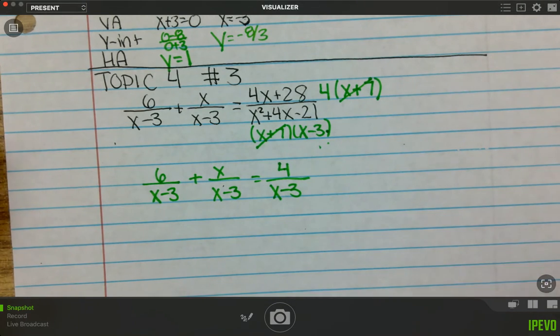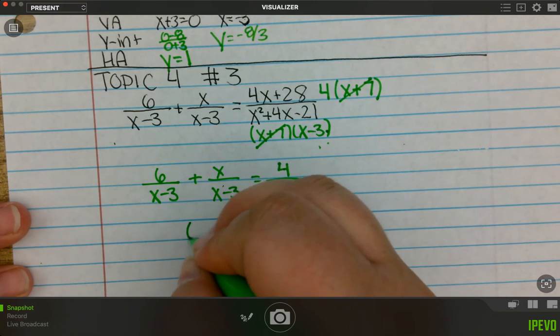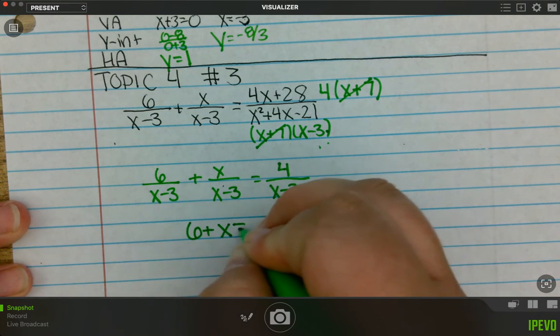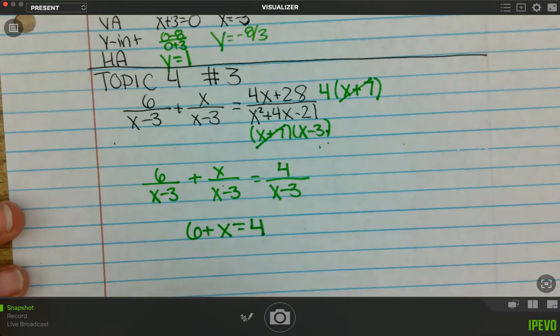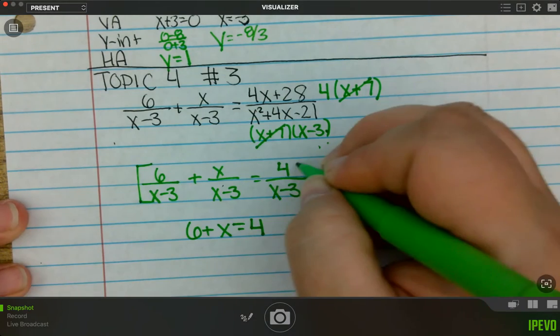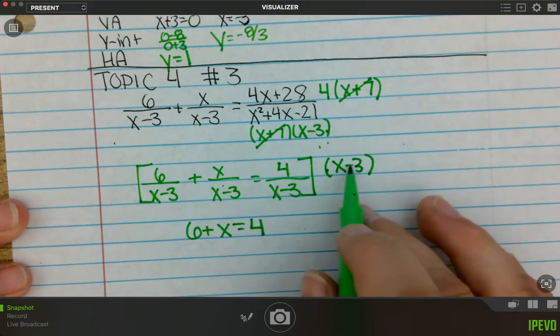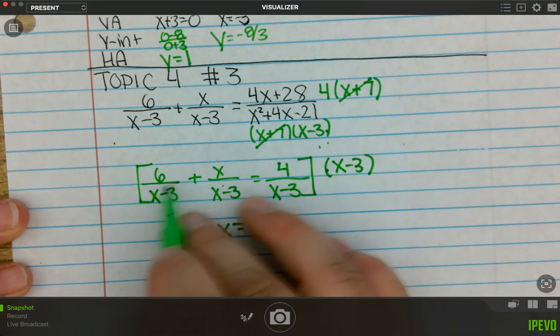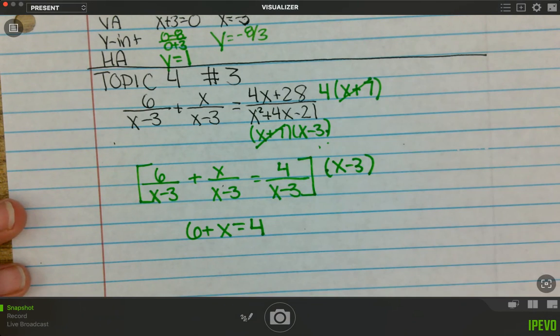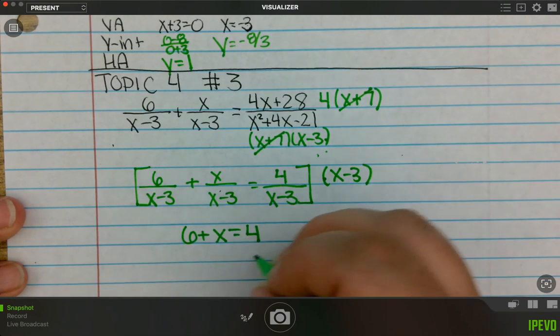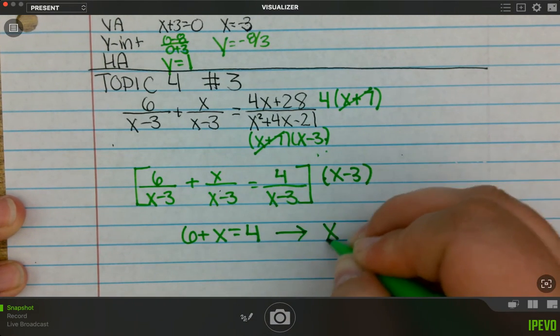And now they all have the same denominator, so you can just say, hey, 6 plus x has to equal 4. It's kind of like saying you're multiplying this entire thing by x minus 3, and all of them cancel out on the bottom. And then I would just subtract that 6 to the other side, x equals -2.